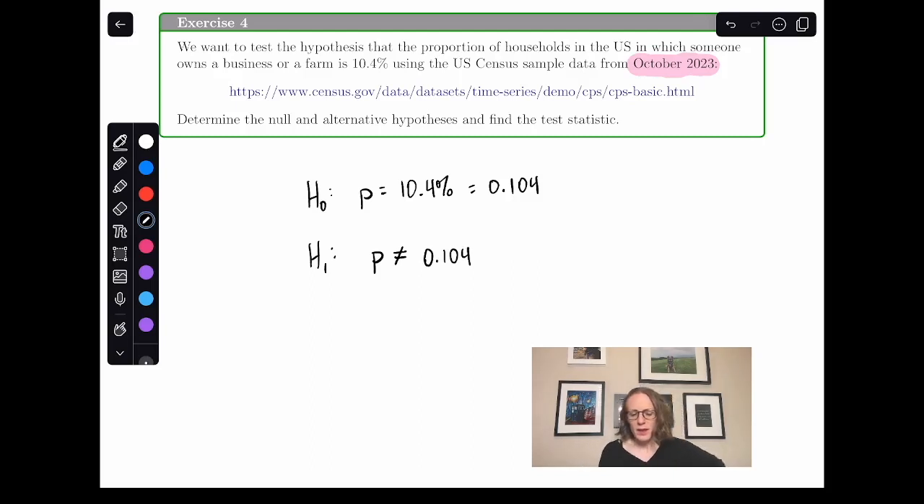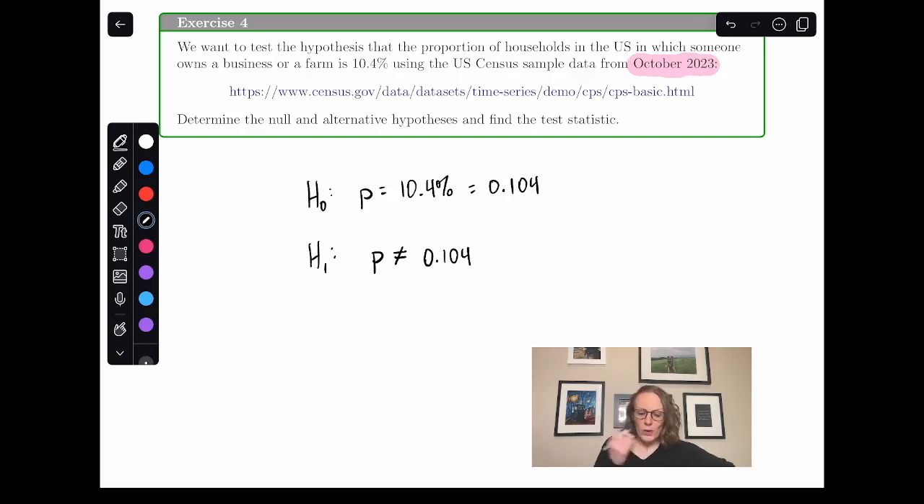So it's not 0.104. And these aren't the only hypotheses that would make sense. Maybe if we happen to already know our sample proportion, if it's higher than 0.104, maybe we would want our null hypothesis to be less than or equal to that value and our alternative to be greater. That would also maybe make sense, but let's just leave this at equal and not equal for now.